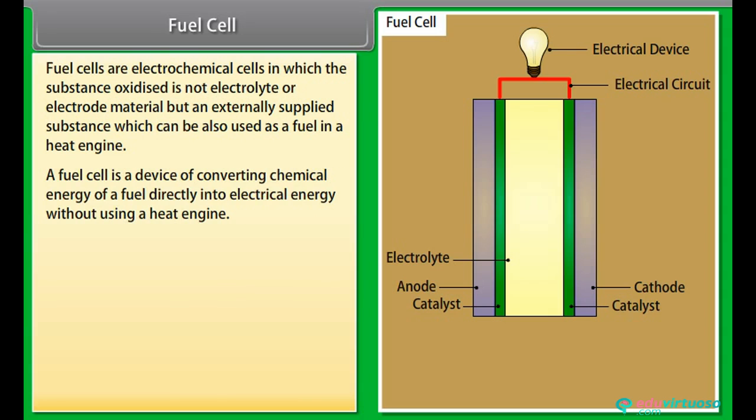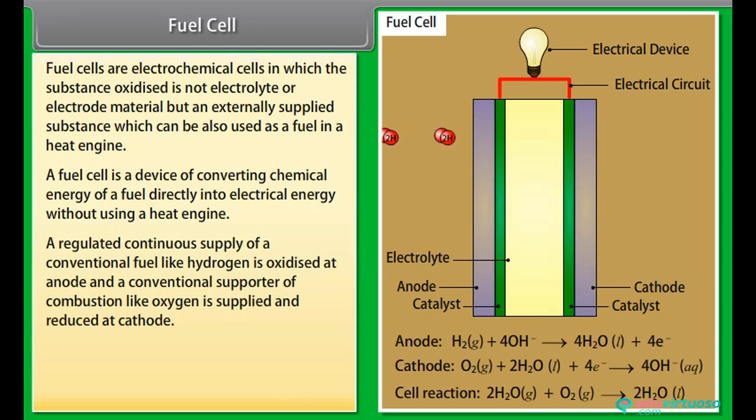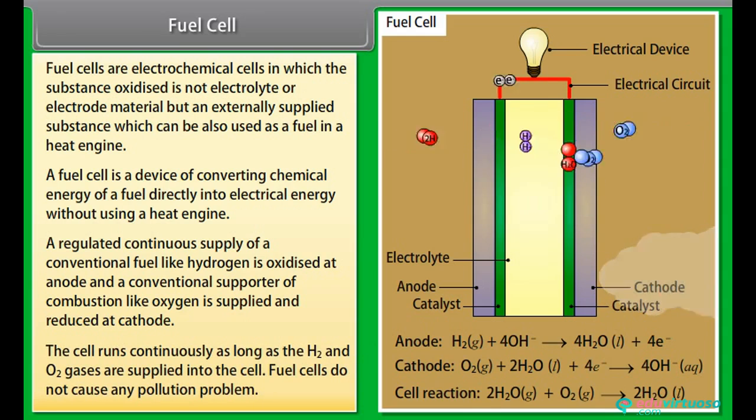A fuel cell is a device for converting chemical energy of a fuel directly into electrical energy without using a heat engine. A regulated continuous supply of a conventional fuel like hydrogen is oxidized at anode, and a conventional supporter of combustion like oxygen is supplied and reduced at cathode. The cell runs continuously as long as the hydrogen and oxygen gases are supplied into the cell. Fuel cells do not cause any pollution problem.